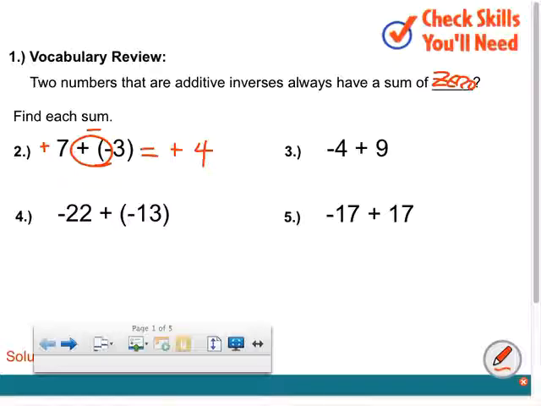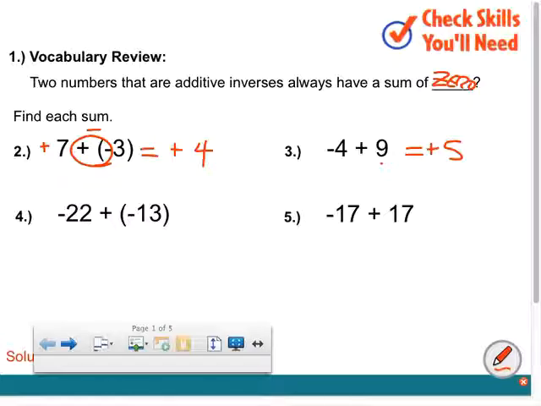Who can walk us through number 3? Can I get somebody to walk us through number 3? Go ahead. Okay, since these are different signs in front of each number, and each number has one sign, we're going to take the difference. What's the difference of 9 and 4? It is 5, correct? And which sign is going to win out for my answer? Positive. So 9 is further away from the origin, so we're going to keep the sign that goes with 9, +5.